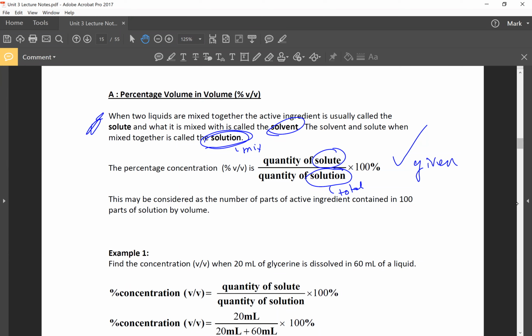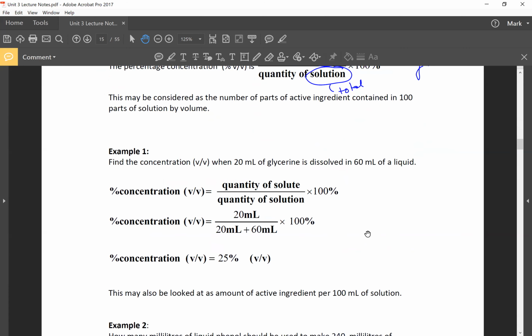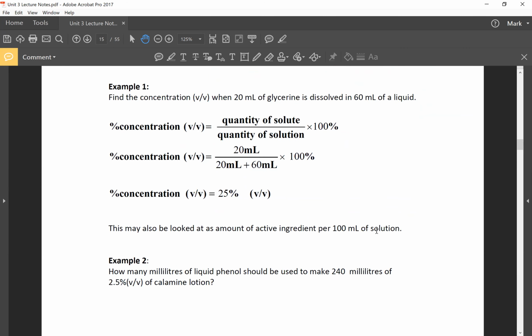To turn it into a percentage, we then multiply it by 100. Okay, so let's have a look at some of these examples. Example number 1: find the concentration, and V over V means volume over volume.